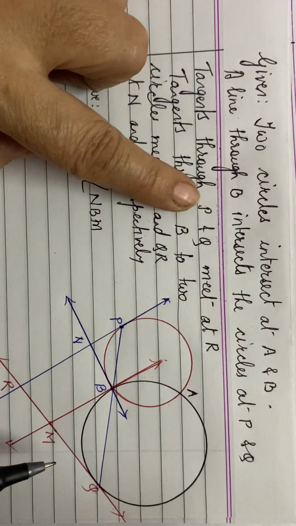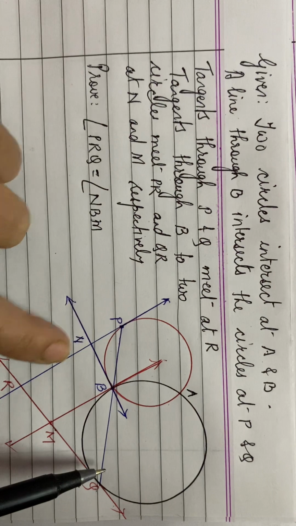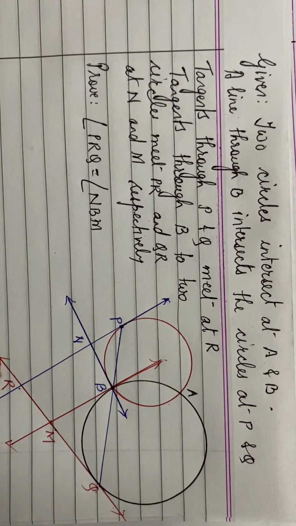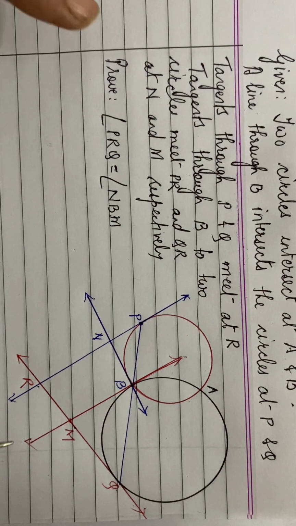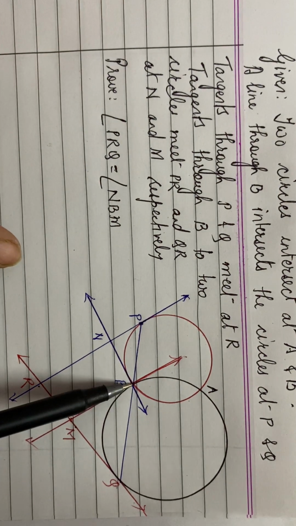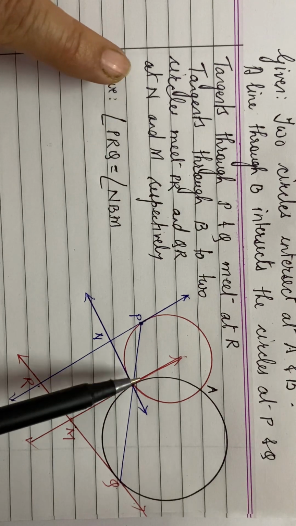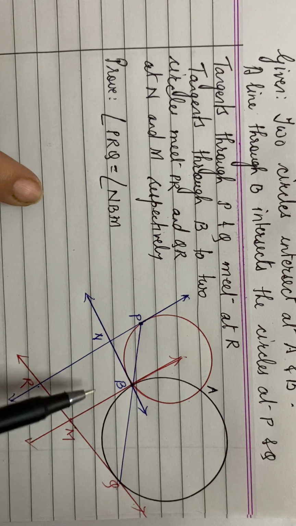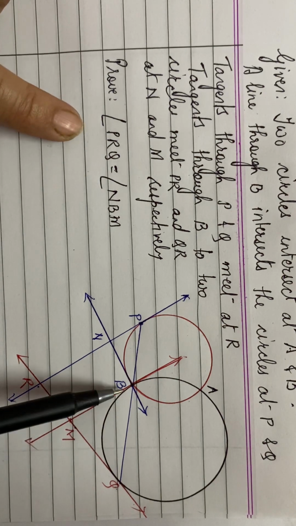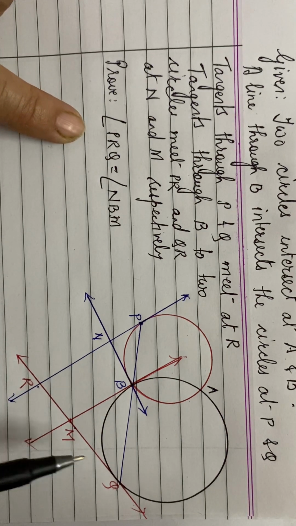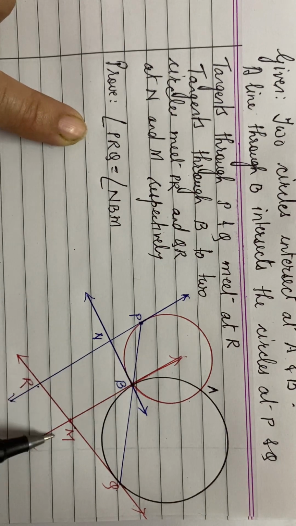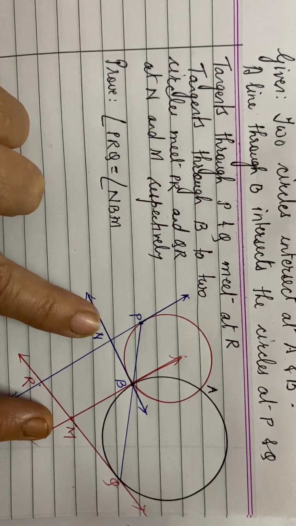Now tangents through P and Q, this is the tangent through P, this is the tangent through Q. They are meeting at point R. Then if you draw tangents from this point B to the two circles, they will meet PR and QR in which two points? N and M.